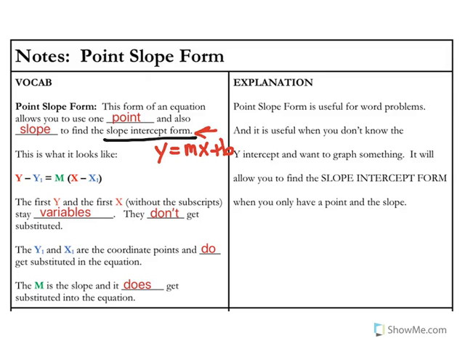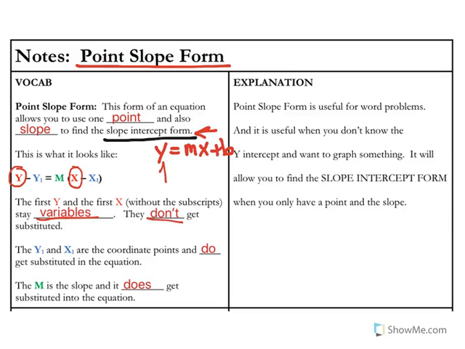That's this one. But now let's talk about point-slope form, which is the one that we are actually learning about right now. If you take a look at point-slope form, you will notice that there's a red y and a red x, and they don't have subscripts next to them. They don't have little ones. The first y and the first x, the ones without the subscripts, they stay as y and x. They stay the variables. They don't get substituted.